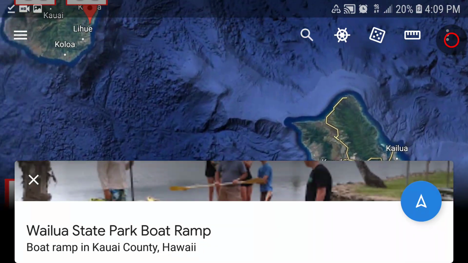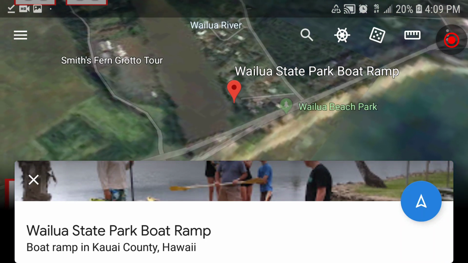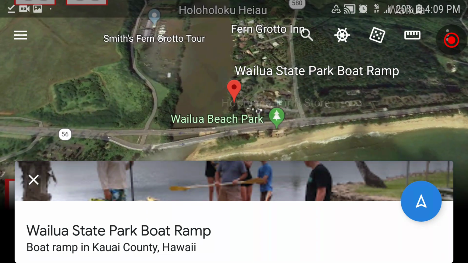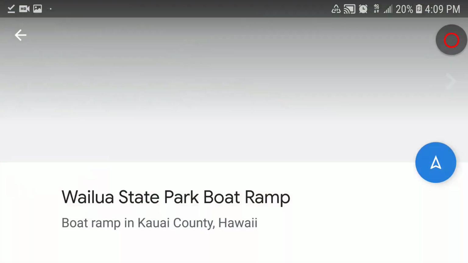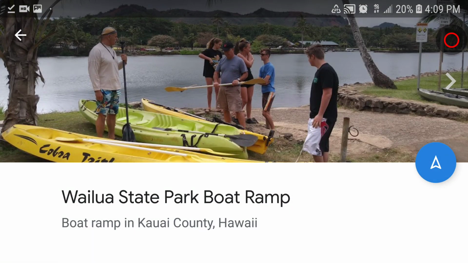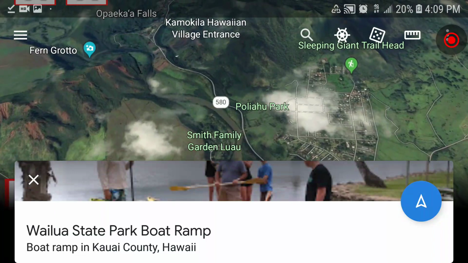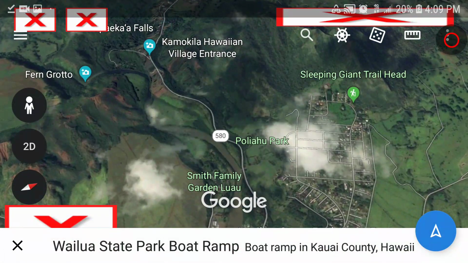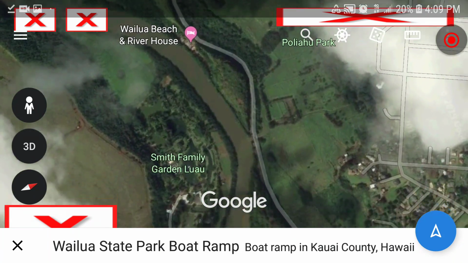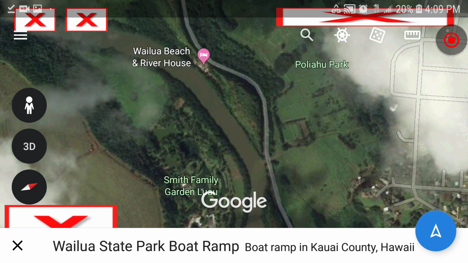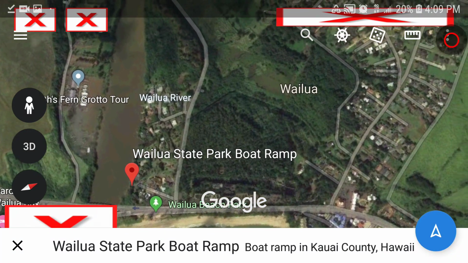Boat ramp. Must be a big state park. And you know what? That's the Wailua River, isn't it? What is that thing? That's a road. That's a river. Looks like that's a river. Yeah. Where did it put us? Okay, Wailua Beach and River House. Wailua River, State Park and Boat Ramp.